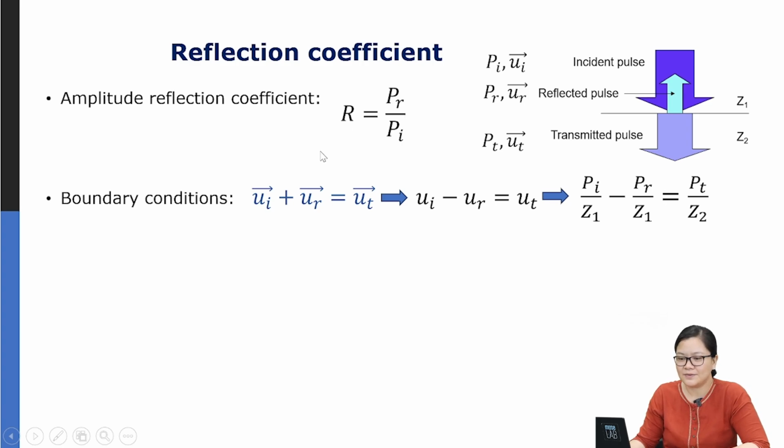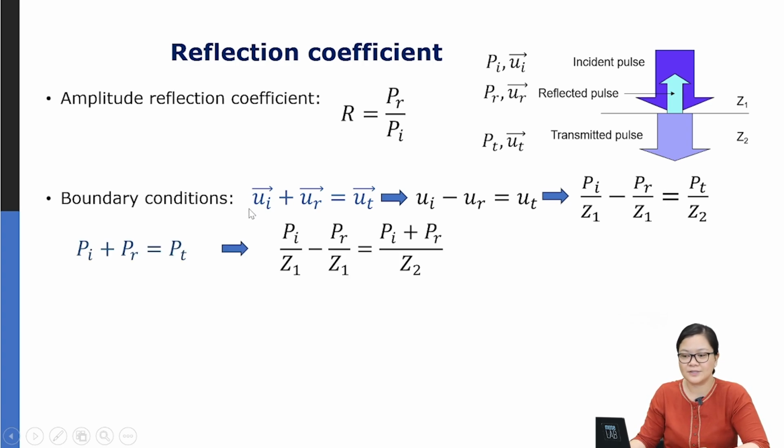Now let's consider some boundary conditions. There are two boundary conditions that we would consider when computing the reflection coefficient with regards to the acoustic impedances of the two media. So first we look at this equation wherein we assume continuity of the particle velocity. So the vector Ui plus the vector of the particle velocity of the reflected pulse equals the particle velocity that's transmitted. Here we assume continuity in particle velocity because if it's not continuous, then the media will separate.